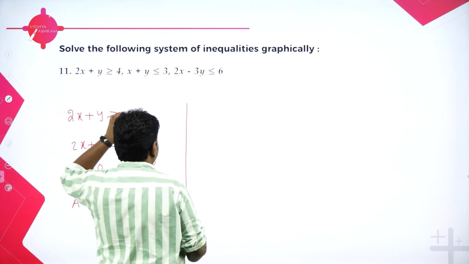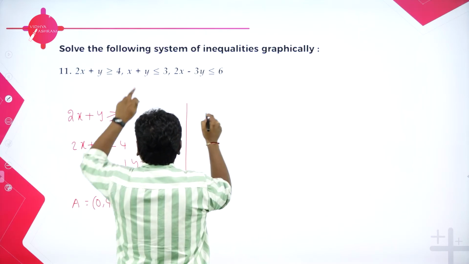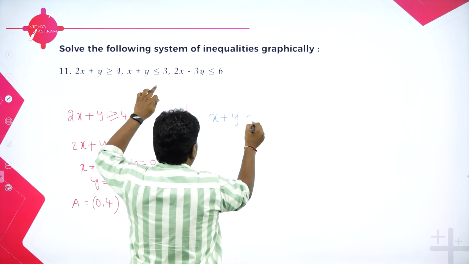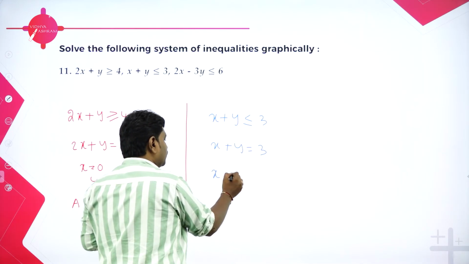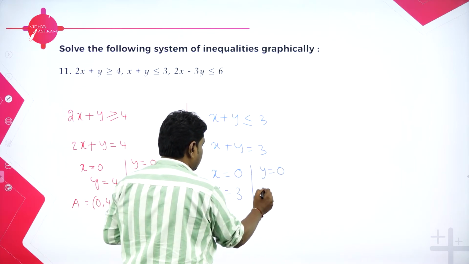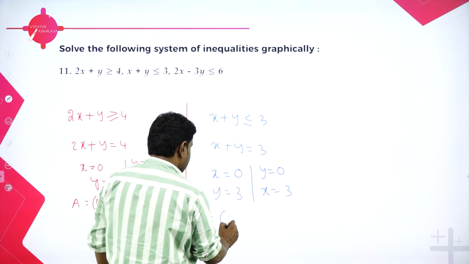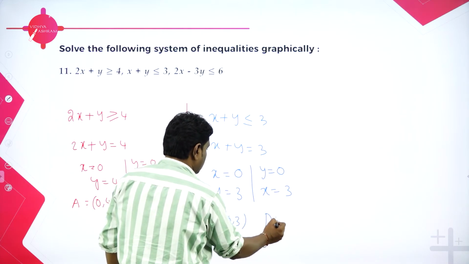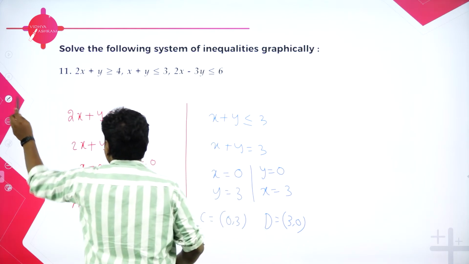Then the second one, that is x plus y less than or equal to 3. Equate it to 3, x plus y equal to 3. Put x equal to 0, you will get y equal to 3, put y equal to 0, you will get x equal to 3. So now AB is over, C is what? 0 comma 3, D is what? 3 comma 0.